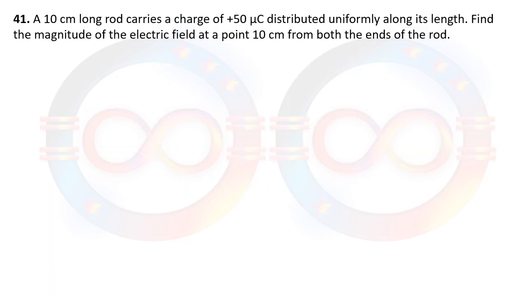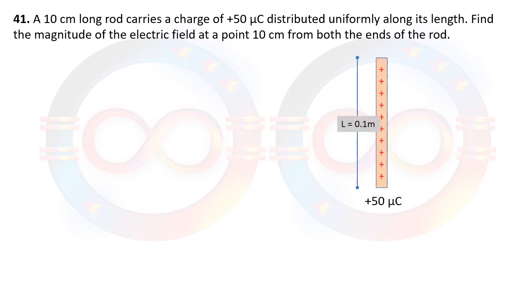Question number 41 is saying that a 10 centimeter long rod is there which is carrying a charge of 50 microcoulomb. The length of the rod is given 0.1 meter or 10 centimeter, and the charge which is being carried by this particular rod is 50 microcoulomb, which is distributed uniformly over its length. The question is, find the magnitude of the electric field at a point 10 centimeter from both the ends of the rod. This is the distance from both the ends. The distance from the ends to the point P is 0.1 meter. We have to calculate the field at a particular point P.